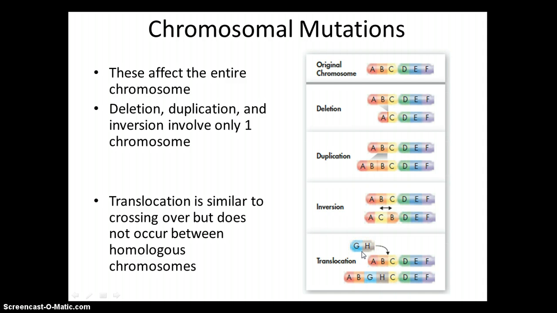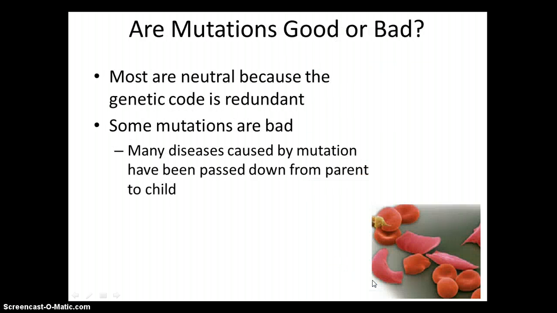Translocation mutations are probably the most difficult to understand because here we've taken this G and H, and it's from a different chromosome. And it's not from a homologous chromosome like crossing over, it's from a totally different chromosome. And so this totally different chromosome has a piece that breaks off that can fit anywhere into this chromosome. So here we've added G and H, which just inserts itself in between B and C to create a chromosomal mutation.